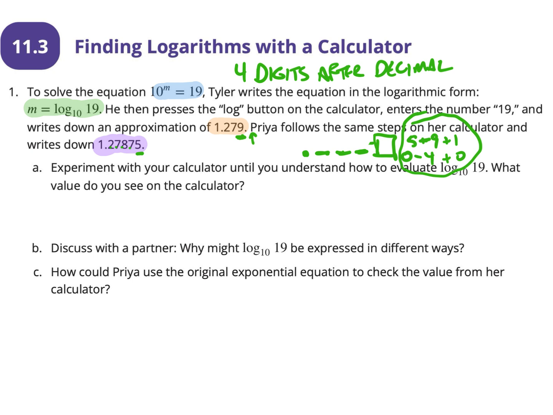Hit the log button on your calculator, type 19, hit enter, and you'll see a string of numbers. And B, why might log 19 be discussed in different ways? Because it is an approximation. The answer is actually irrational and goes on forever, and we have to round it to approximate it. Now, Priya could put her value into the calculator and she will get close to 19. She won't get 19, but very, very close. The more digits you go out, the closer you will get to 19.